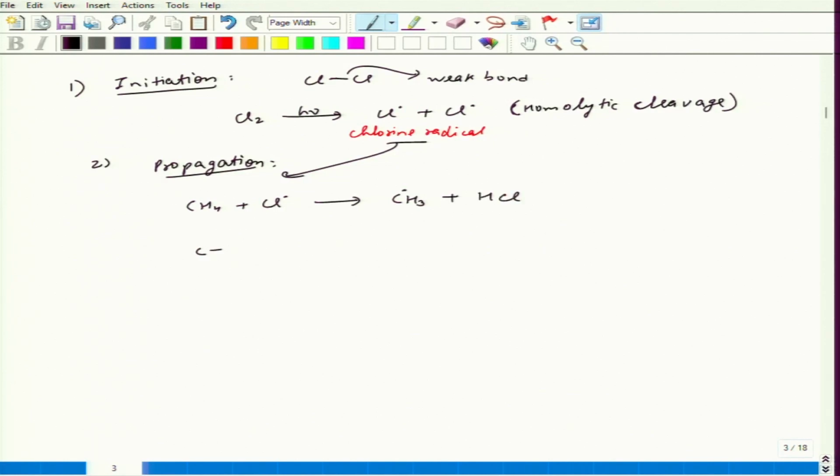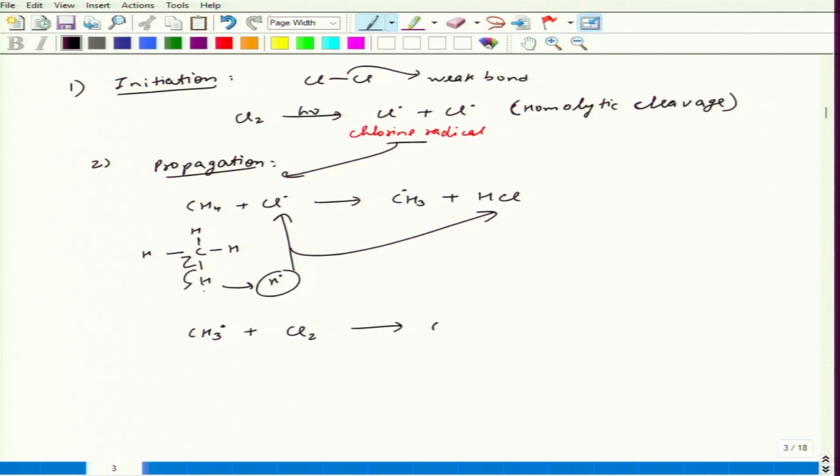What happened in this step is, CH3-H: one of the C-H bonds cleaves homolytically to give an H radical and a CH3 radical, and this H radical combines with the Cl radical to form HCl. So, in this way, this CH3 radical has been produced. Now, the CH3 radical can react with a Cl2 to form CH3Cl and a Cl radical.